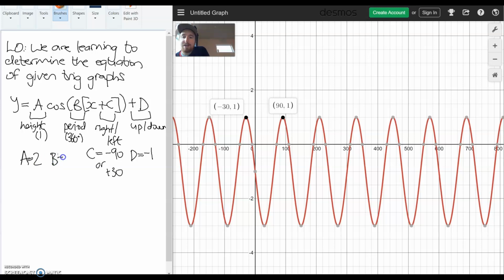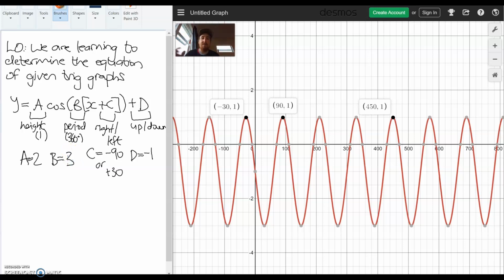The last one to figure out is B. B relates to how many cycles fit within a 360 degree range. So I'm going to start off here at 90 degrees and go all the way to 450, which is 360 extra, which is this dot here. How many full cycles fit in that 360 degree period? Let's have a look. We have 1 full cycle, 2 full cycles, and then a 3rd full cycle. So we have 3 cycles, which means that B value is going to be 3.